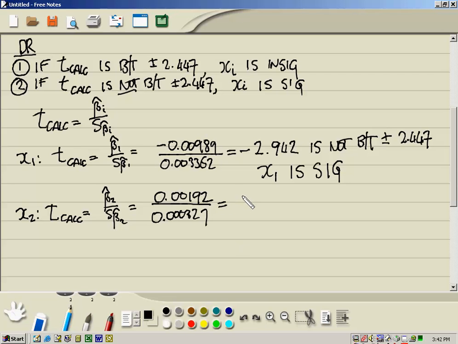and the calculator tells us that that's a positive 5.872, which again is not between the plus and minus 2.447. So x2, the number of ton miles used for the existing stock of trucks, is also significant. It does significantly help explain the y. Alright, so now we have a regression and we know that the 2 x variables are significant.